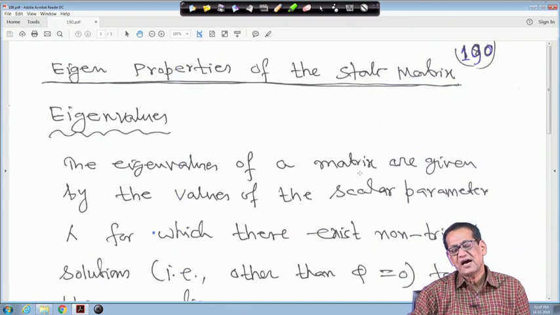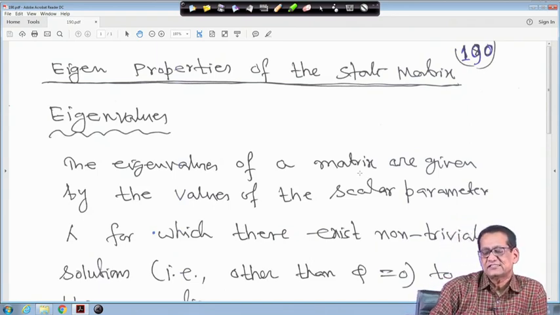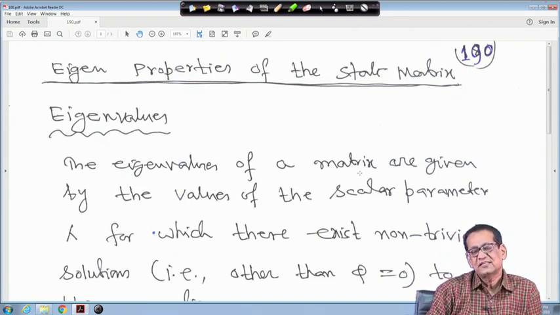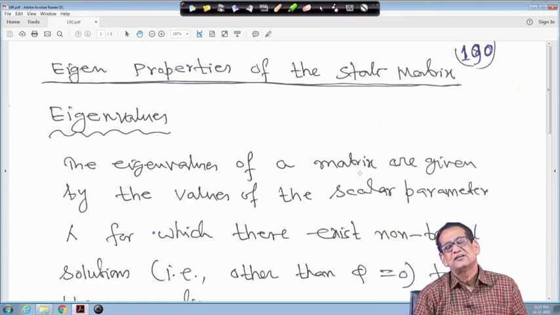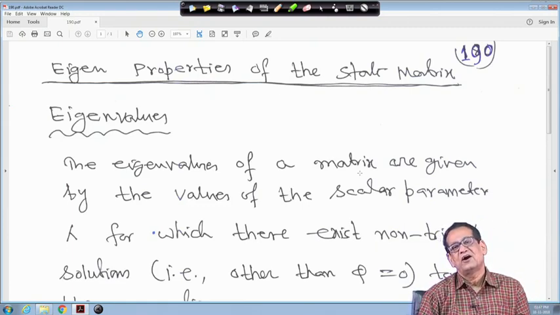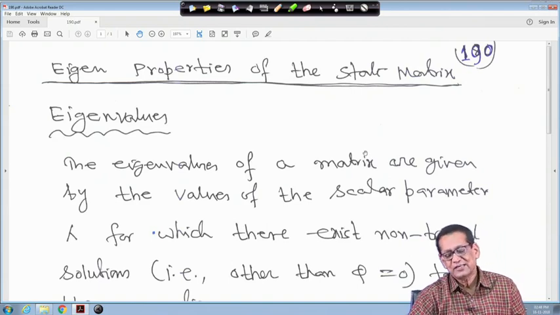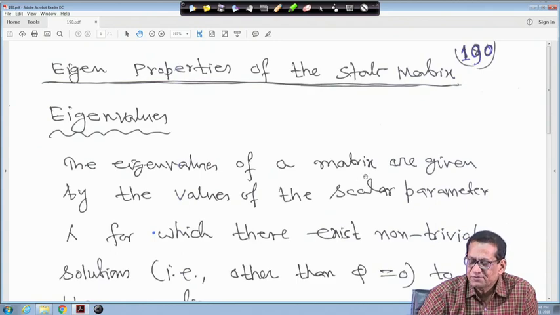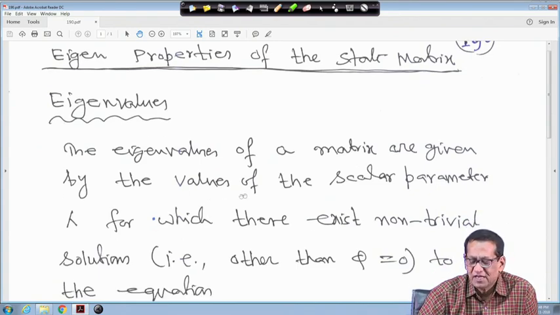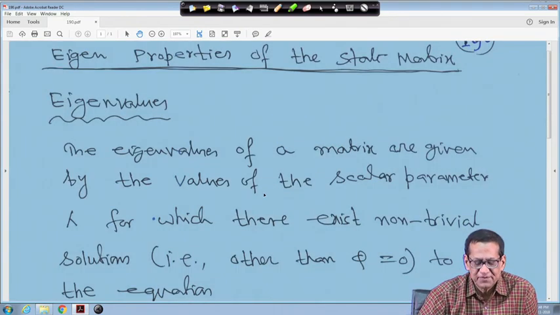Next, we will come to the eigen properties of the state matrix. First will be eigenvalues, and then slowly we will see the participation factor and dynamic responses. The eigenvalues, you have studied these things. The eigenvalues of a matrix are given by the values of the scalar parameter lambda.